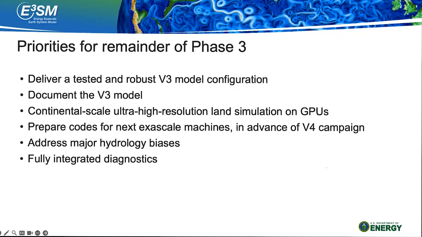Our priorities for the rest of phase three are, as I said, to deliver a tested and robust version 3 model configuration for the coupled simulations and to document that model as thoroughly as possible in this time frame. We will have our continental scale ultra high resolution land simulations running on GPU at kind of production scale, hopefully before the Summit platform goes away, and preparing codes then for next exascale machines as we look forward to the V4 campaigns, and ongoing work to first identify and then fix hydrology biases and hopefully end up with a fully integrated set of diagnostics for the model by the end of phase three. Thanks.